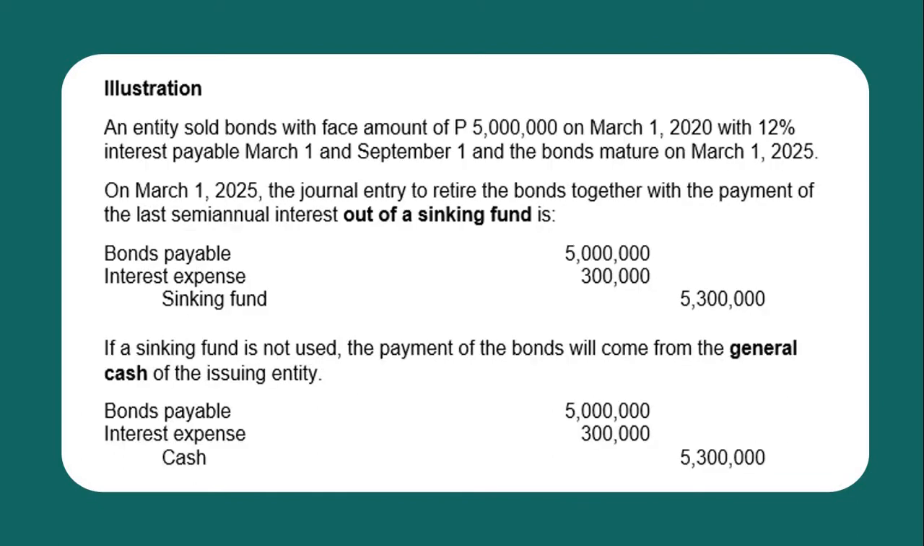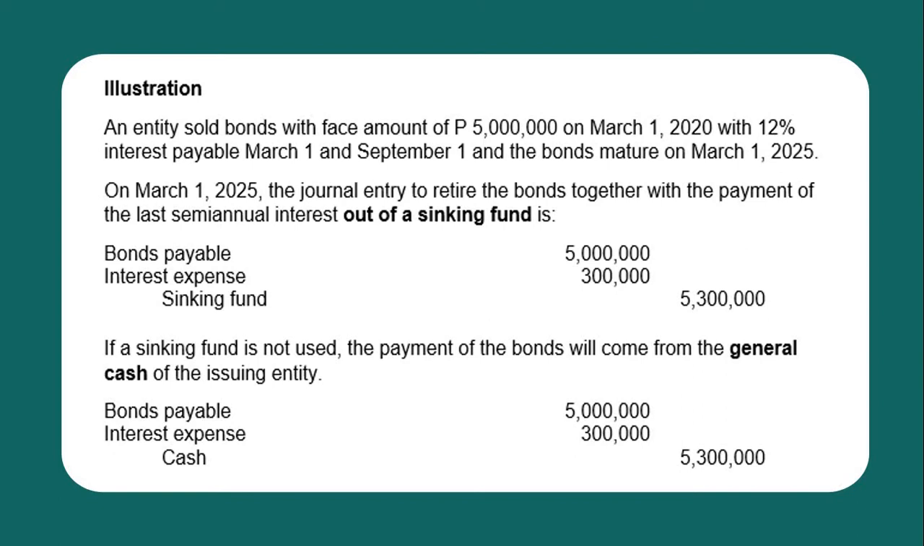Now, to illustrate the retirement of bonds on maturity date, the entity sold bonds with a face amount of 5 million on March 1, 2020 with 12% interest payable on March 1 and September 1, and the bond matures on March 1, 2025. That is after 5 years. So on March 1, 2025, at the date of maturity, the journal entry to retire the bonds together with the payment of the last semi-annual interest out of a sinking fund is: debit bonds payable equal to the face amount, 5 million; debit interest expense, the last 6 months interest niya, 300,000; and credit sinking fund at 5,300,000.